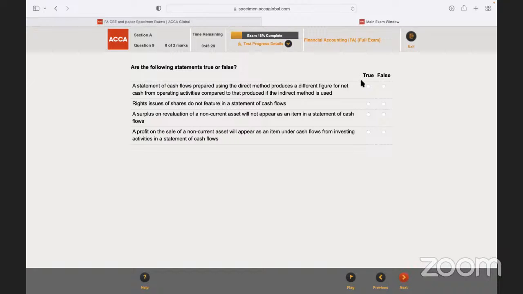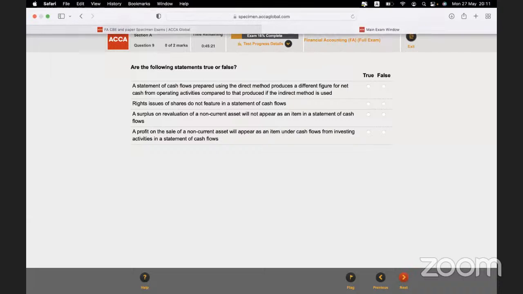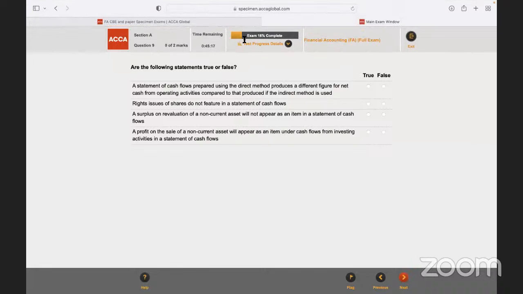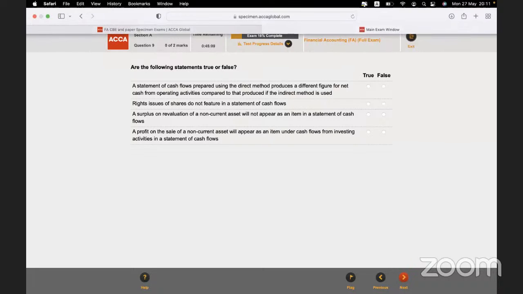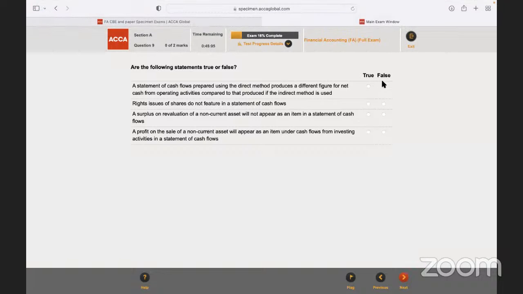Right, no problem. So, guys, first one: a statement of cash flow using the direct method produces a different answer for operating activities than the indirect method. Guys, listen. Whether we are doing the indirect method or the direct method, for operating activity, though the format is completely different, the answer you get has to be the same. Understood, guys? Whether you are doing the direct method or indirect method, operating activity, the final answer has to be the same. So it's not different, so it's false.